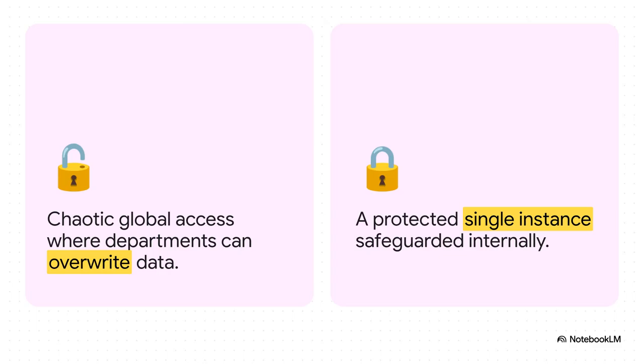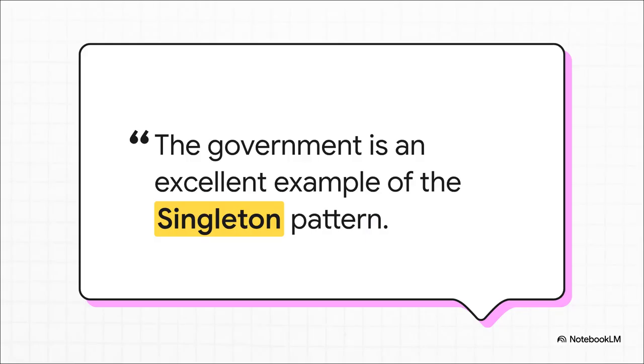There is actually a spectacular real-world example of this: the government. A country can have only one official government. It's a global point of access that clearly identifies the group in charge. No matter who the individuals are working inside it, there is only one true government. Your business needs that exact same unmistakable source of truth for your critical shared operations.